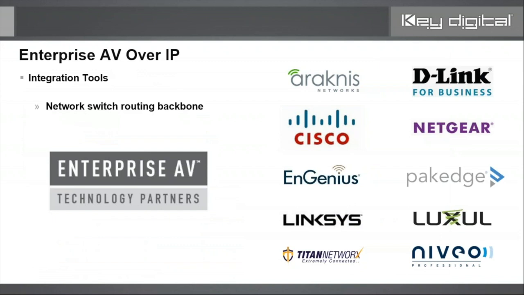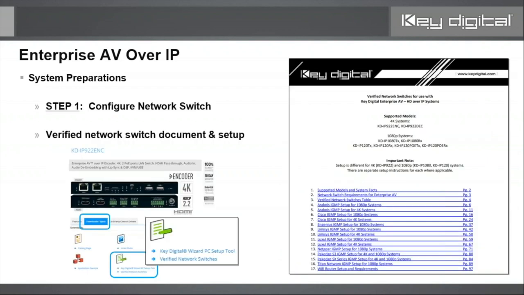Now, the verified network switches. Currently, Key Digital has 10 brands of network switch that we have verified in our lab. And it's not just the brand. We give you specific models. We have this document on our website. You see the verified network switches document, and we give you a table of all of the supported models that we have verified in our lab, and we give you the setup instructions for those network switches so that you can easily configure that network switch even if it's not something you're familiar with or comfortable with doing.